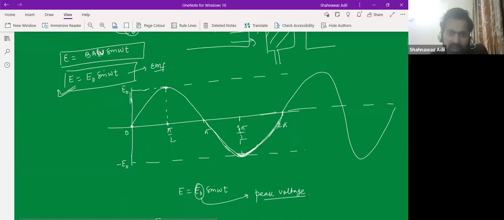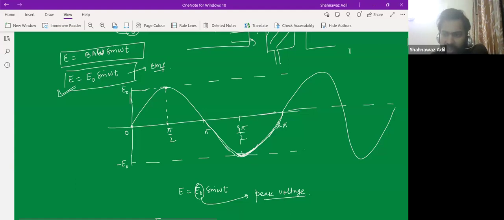Area, angular velocity, and magnetic field, all these three quantities are constant, and together they have the dimension of voltage. So we can write it as E naught. And sine theta is a ratio, so that is dimensionless. So we can write the voltage supply in this form, and this would be the variation. At 90 degrees the voltage would be maximum, at pi it would be 0, and at 3 pi by 2, which is 270 degrees, the voltage would be minimum.